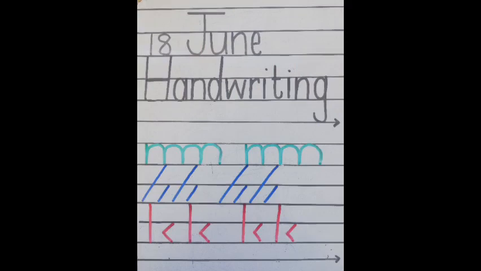Once you are done with this activity, you should have the date and the heading at the top. Then you should have 3 of each pattern: the M pattern, the long line, short line, and the K. Then you can rule off.